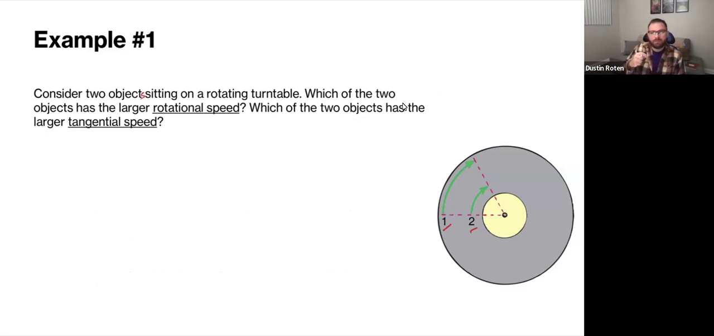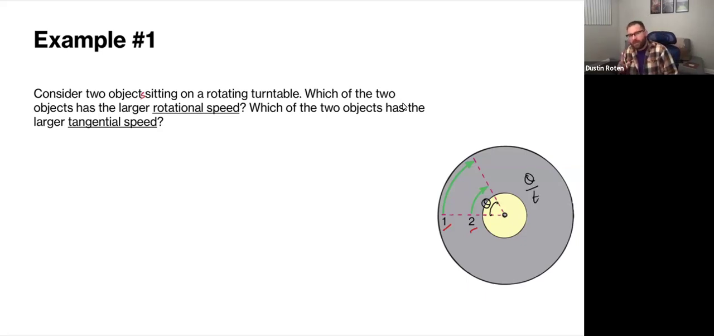All right, well, we talked about the rotational speed already. That was the second thing we talked about. That's the angle. So the rotational speed is all about how we're going through some angle over some time.